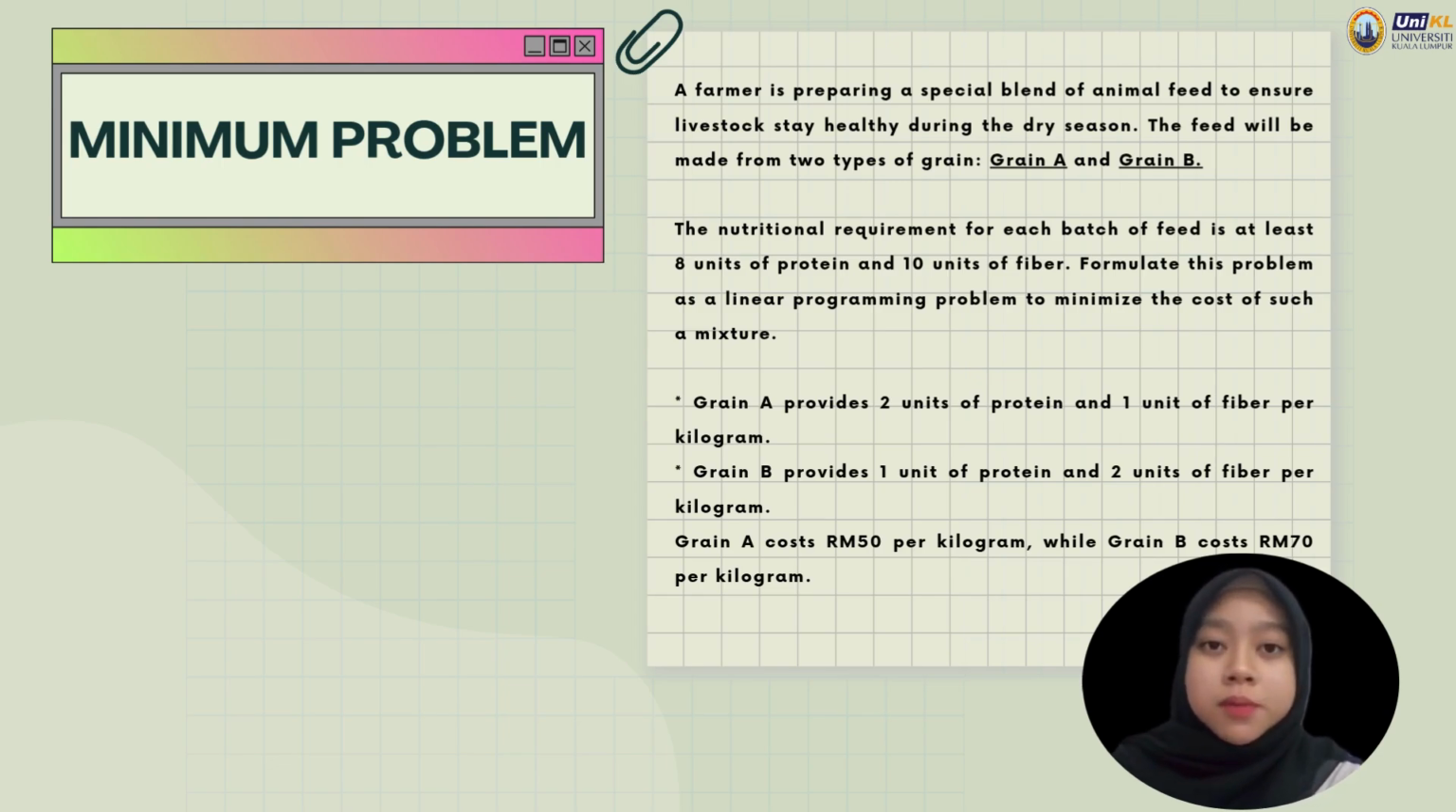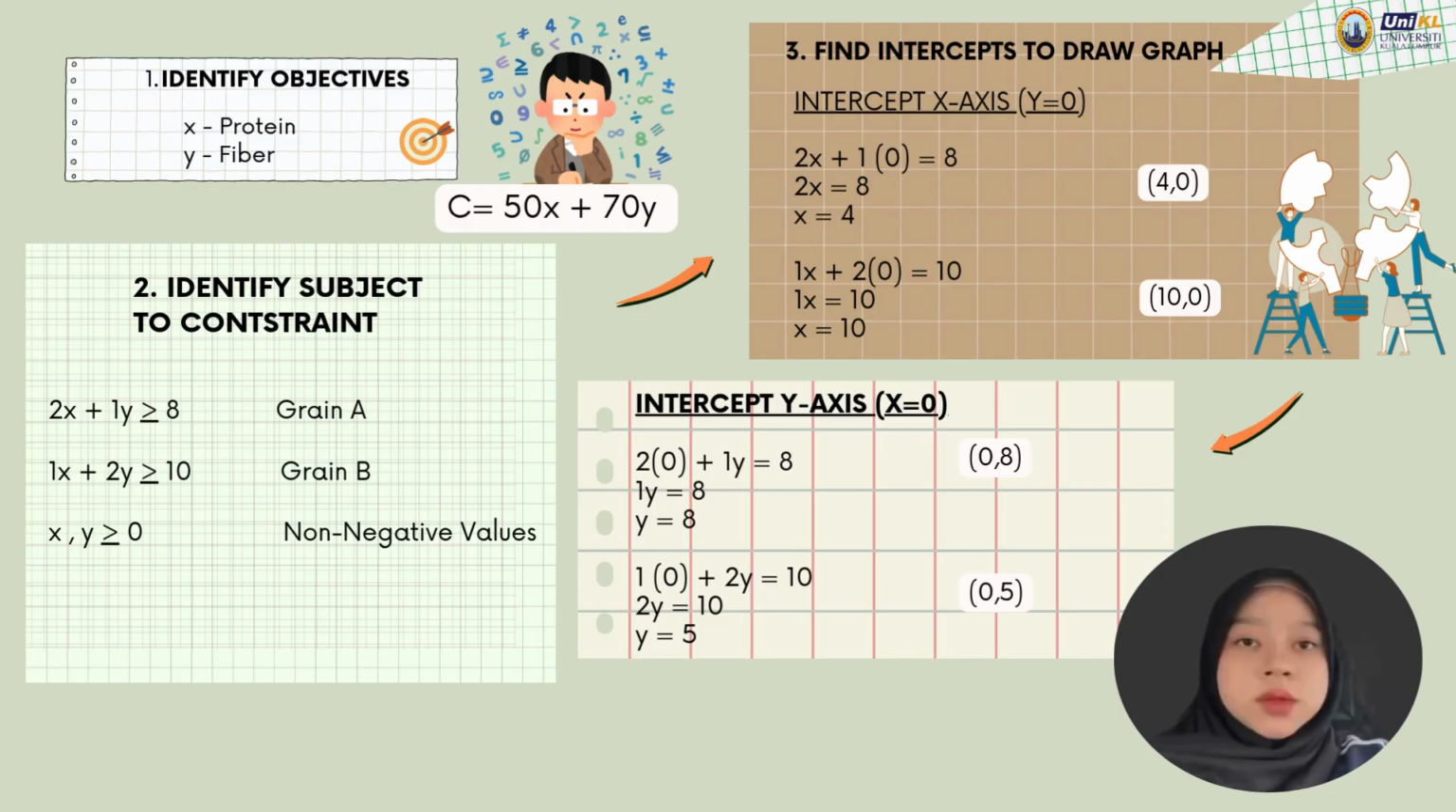This is what we call a linear programming minimization problem. And soon we will turn this into a mathematical model and maybe graph it or solve it using tools like the simplex method or graphical method.